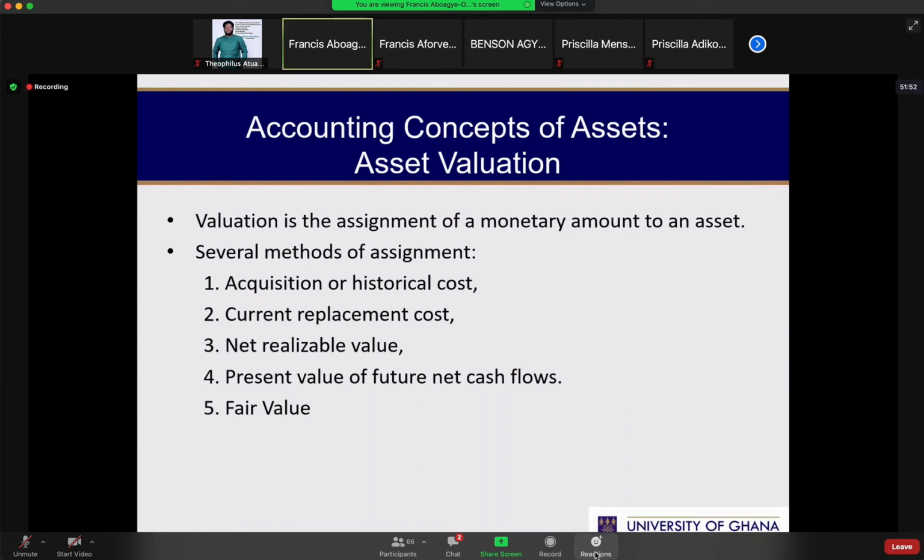Yes, Bismarck, you had your hand up. Sir, please, I wanted to know some of the assets that will not be classified currently as an asset, but in the near future be classified as an asset? The asset that currently will not be.